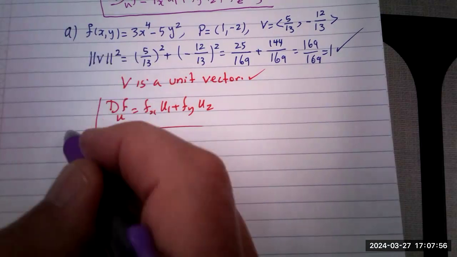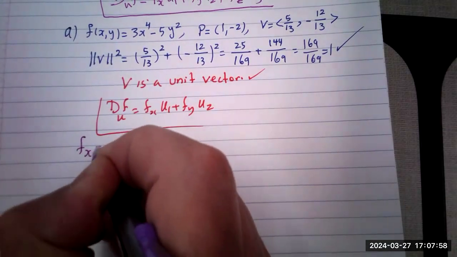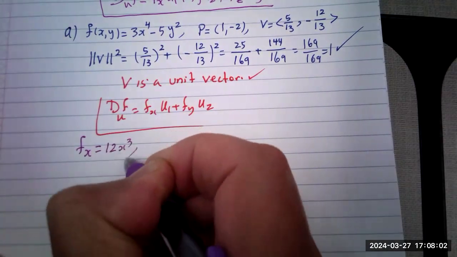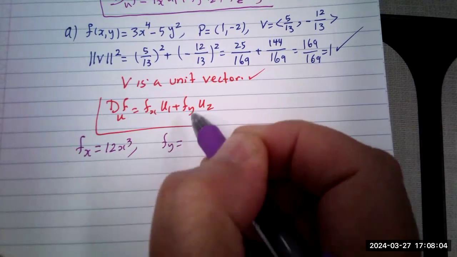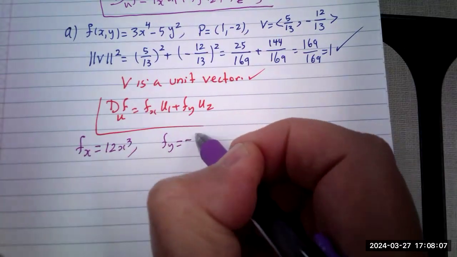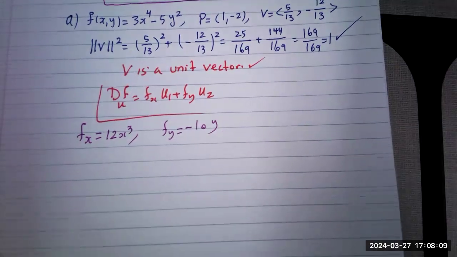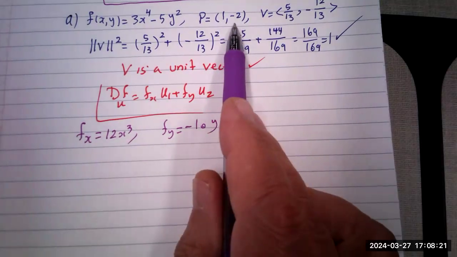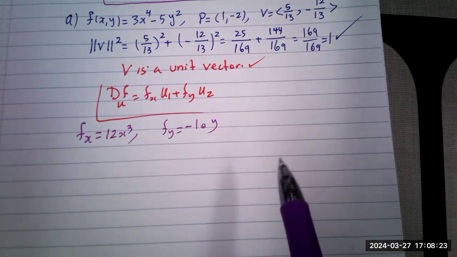Okay, partial with respect to x. Focus on x, 12x cubed. Partial with respect to y, focus on y, negative 10y. Find it at the given point. Some people do it, then they ask for the given point, so just do it right away. The point is 1 and negative 2.